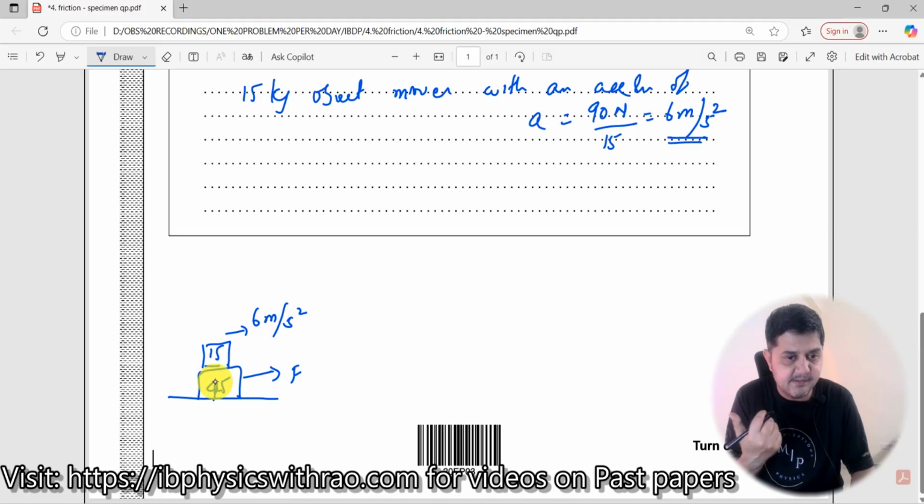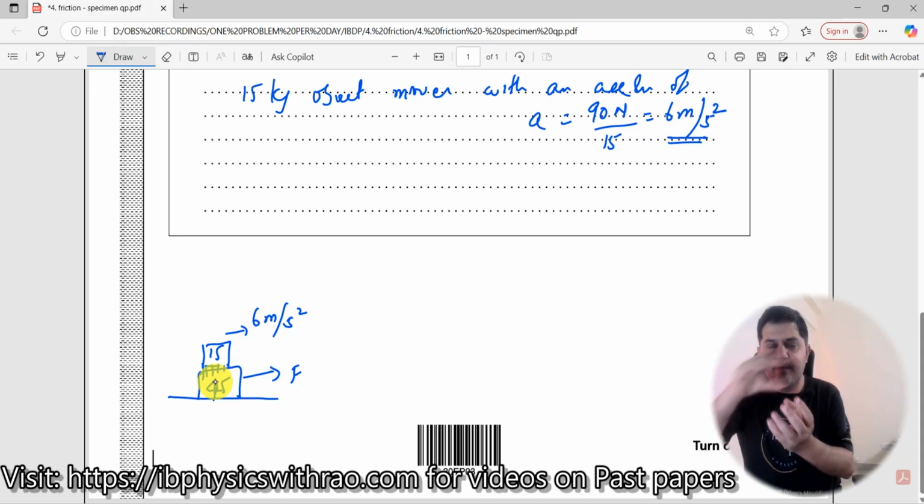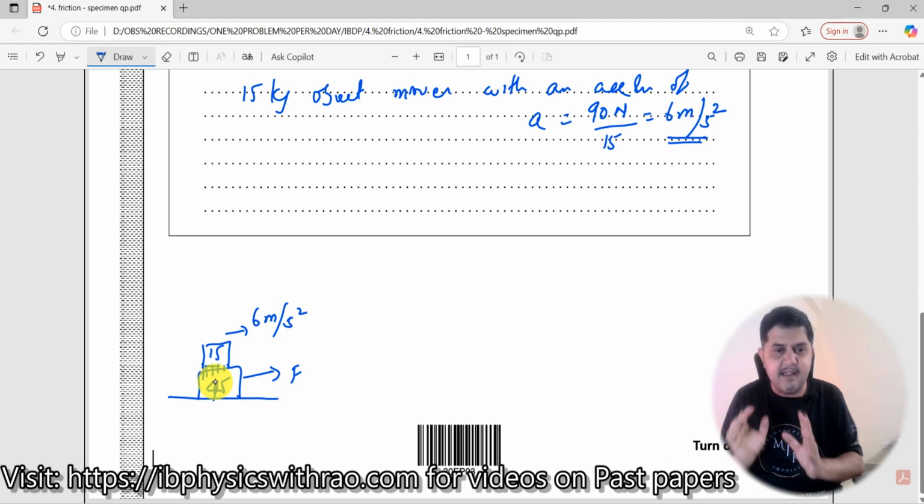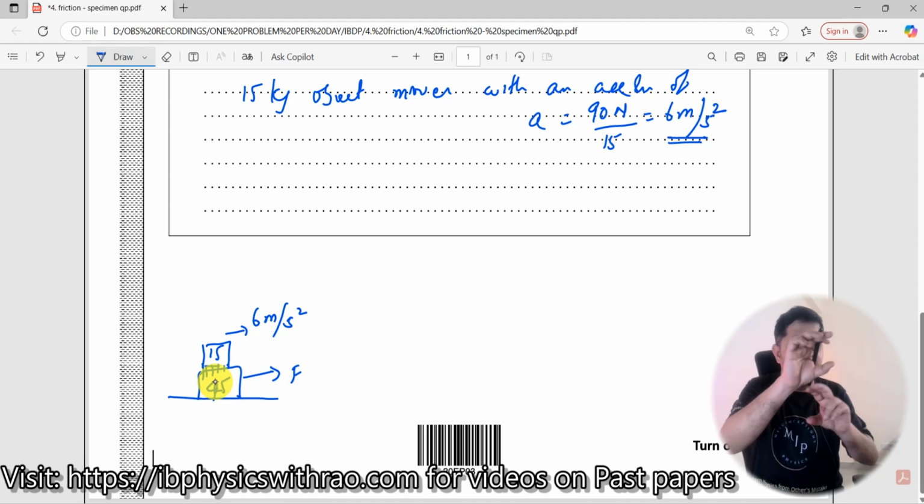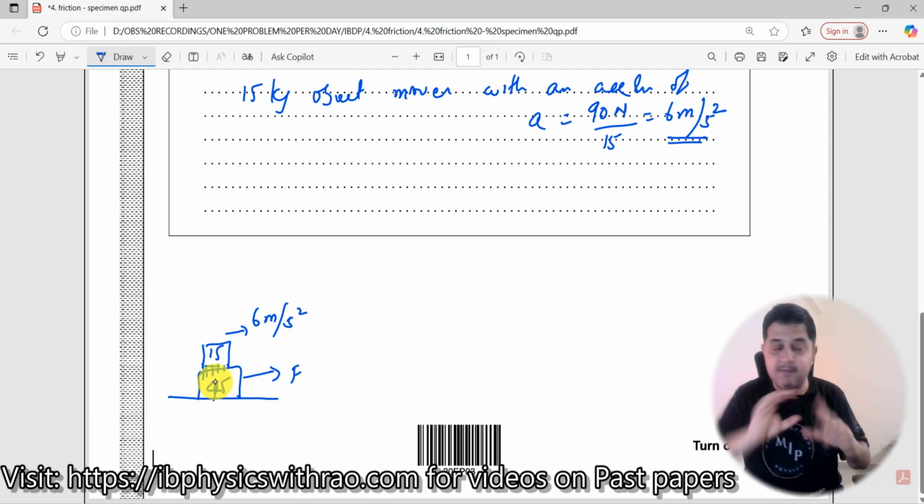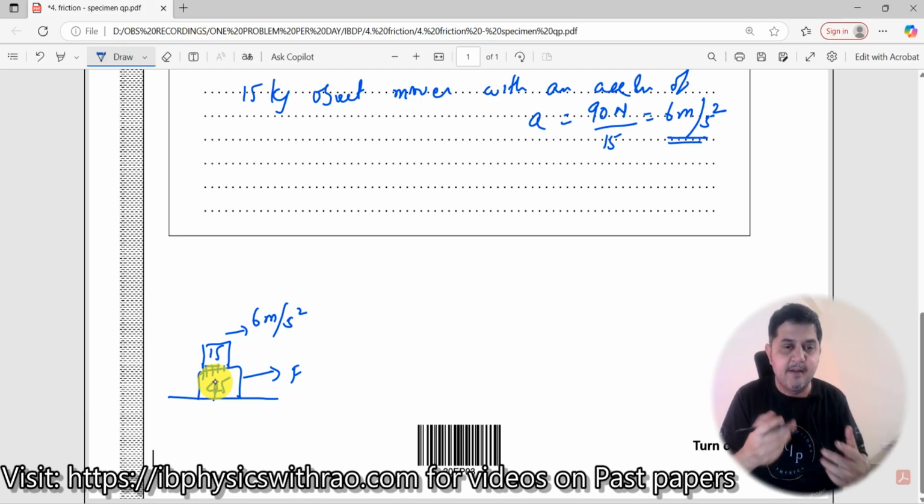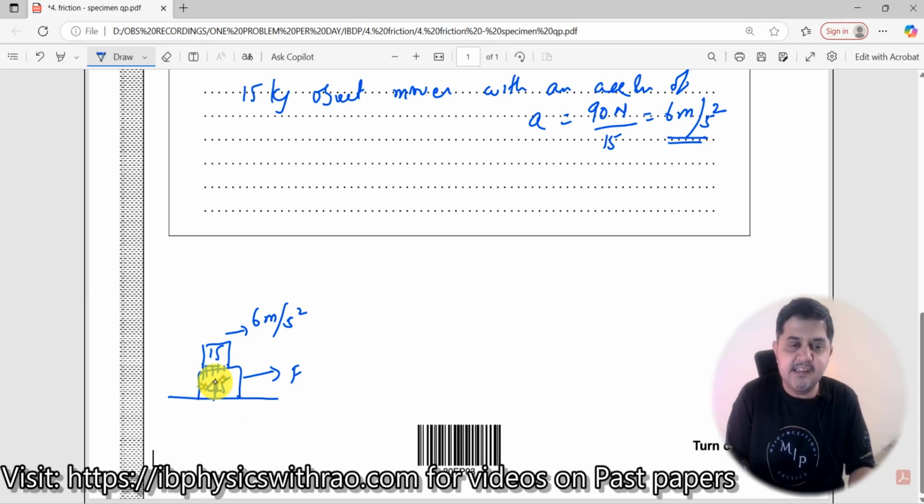How do you know it is 6? We are not computing anything. We know this because both of them are attached. They are not moving separately, right? If this is moving at an acceleration 6, the top one is moving at 6, the bottom one should also move at 6. If they are moving differently, then you can say that these objects are not tied together.